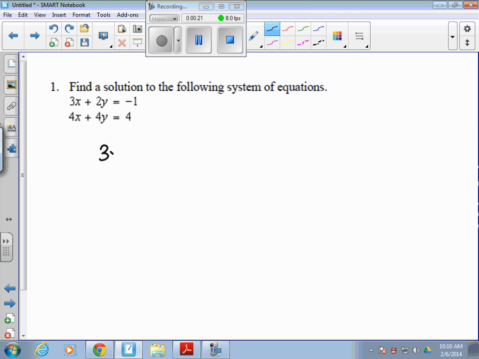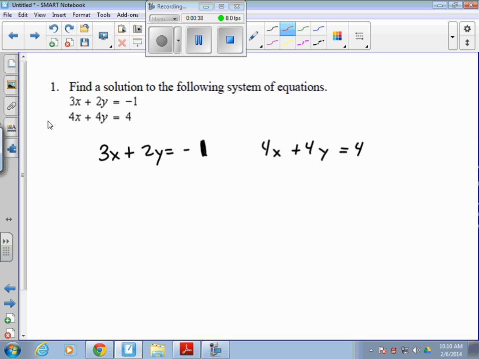When you're substituting, I find it's easier to write them side by side. 3x plus 2y is negative 1. The other one, 4x plus 4y equals 4. The easiest one to get by itself looks like it will be that 2y right there. It looks like it would be the easiest numbers to fool with.